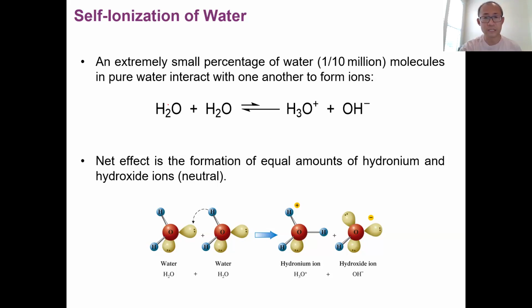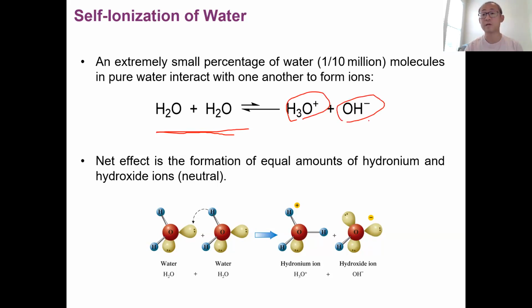first we have to talk about a very important phenomenon that happens in water, even in pure water, that is self-ionization of water molecules. This equation shows that even in pure water, there's an extremely small percentage of water molecules that will transfer protons from one to another. Like showing this equation, one water molecule will transfer a proton to another to end up with a hydronium ion and a hydroxide ion.